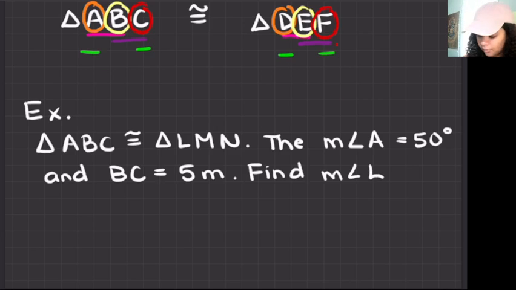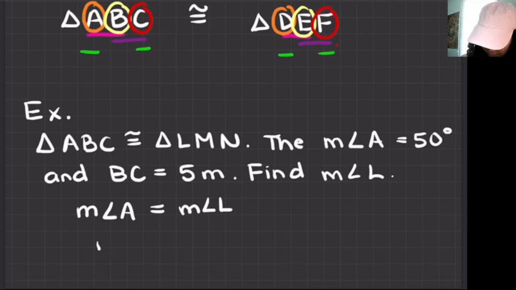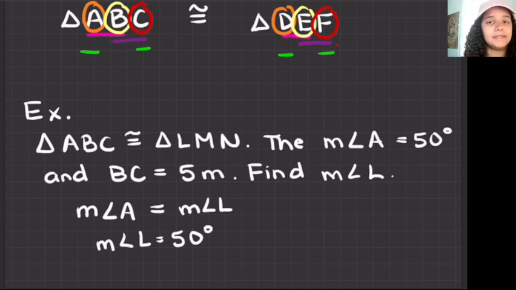So from there, you know, okay, well, ABC is congruent to LMN, which means that angle A has to be congruent to angle L, or the measure of angle A has to equal the measure of angle L. So since we already have the measure of angle A, we know it's 50 degrees. That means that L also has to be 50 degrees, okay? So CPCTC is just a way that you can show that these parts are congruent to each other because you're saying that these two triangles are the same.